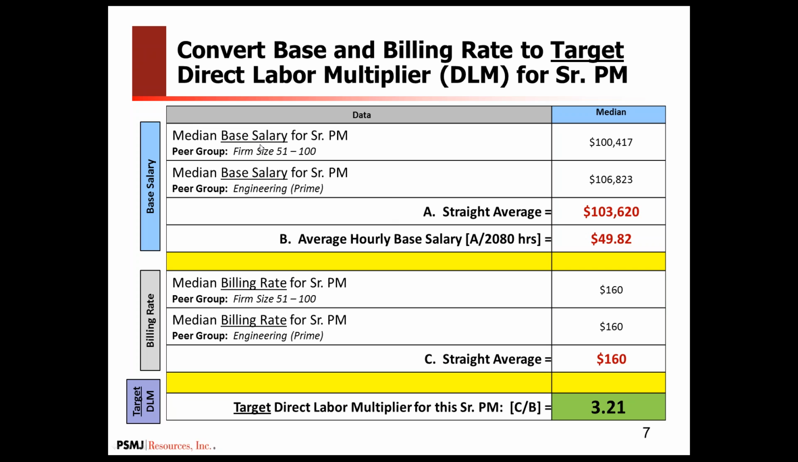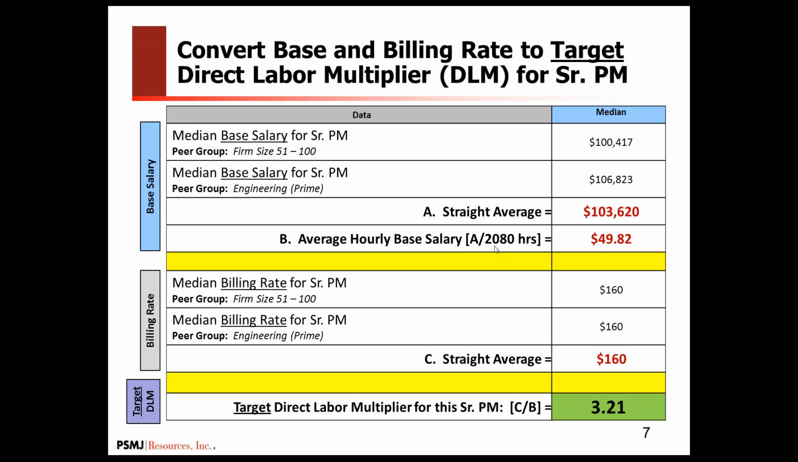different peer groups. So if you remember, for base salary based on firm size, the median was 100,417. For engineering prime, it was 106,823. If I take a straight average, that's 103,620. You can take a weighted average, whatever works best for you.